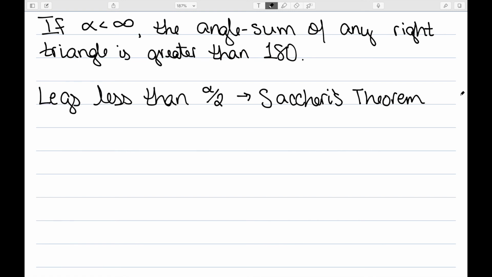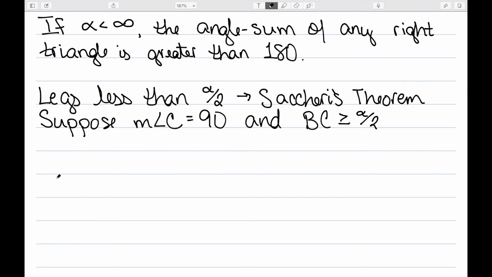If the legs of this triangle are less than alpha over 2, then Saccheri's theorem actually gives me the result. Saccheri's theorem told me that the angle sum is equal to twice the summit angle of a Saccheri quadrilateral, and we know those are obtuse angles, so 2 times an obtuse angle is going to be bigger than 180. So now we just need to show this is true if my legs are greater than or equal to alpha over 2.